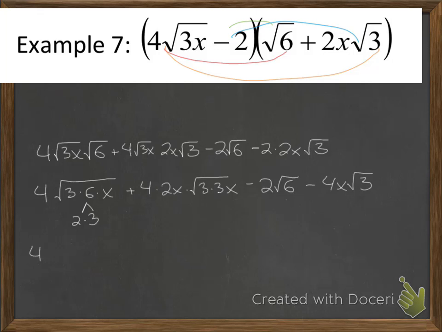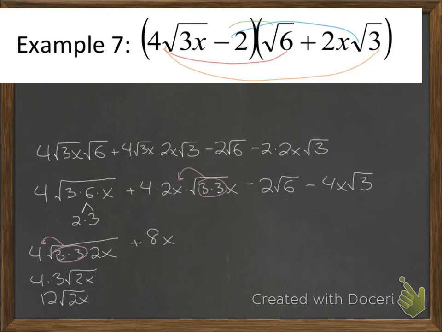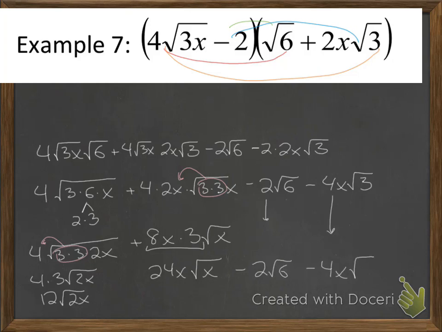All right, so let's keep going. So we're going to have 4 times the square root of 3 times 2x. Notice that this 3 is going to escape out of here. So we have 4 times 3 square roots of 2x, or simply 12 times the square root of 2x. Okay, let's keep going. 4 times 2x is 8x. Okay, again, this 3, right, there's a pair of 3's here. One of them escapes. So we have times 3 square root x. We can then multiply these together and we get 24x times the square root of x. Okay, then we just bring this guy down. There's not much to do here. And bring this guy down. There's not much to do here either.